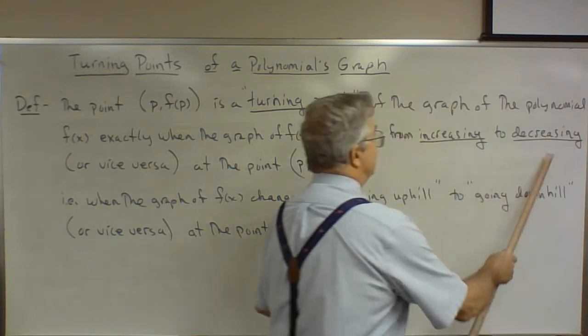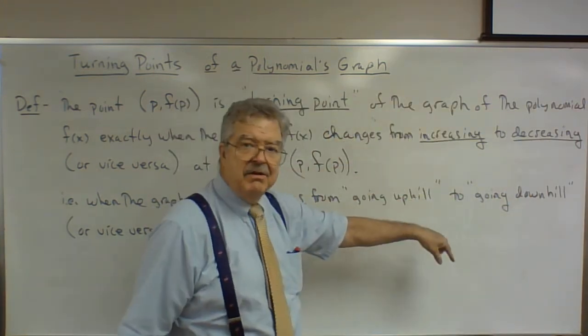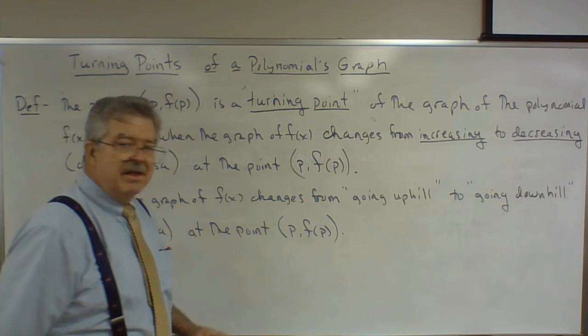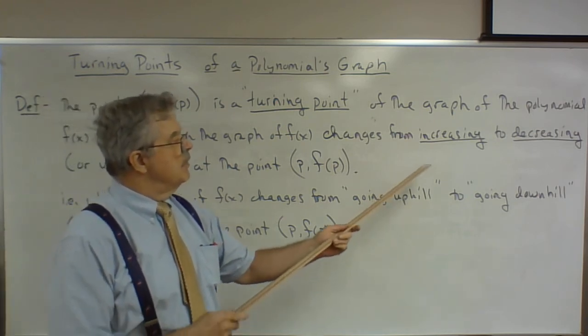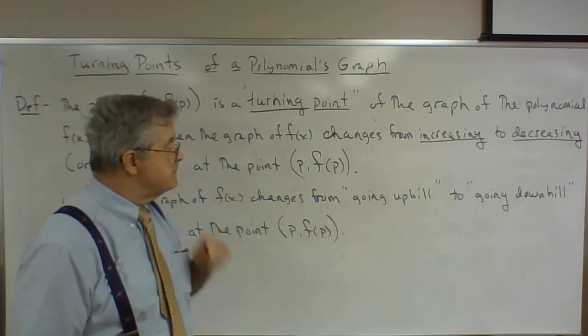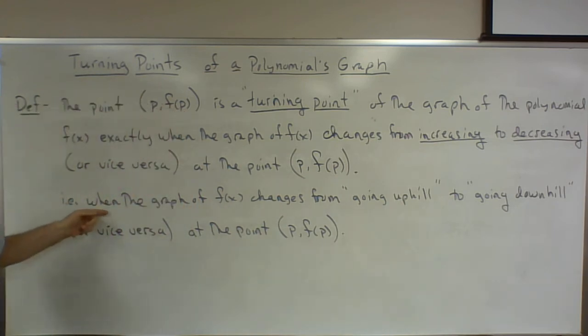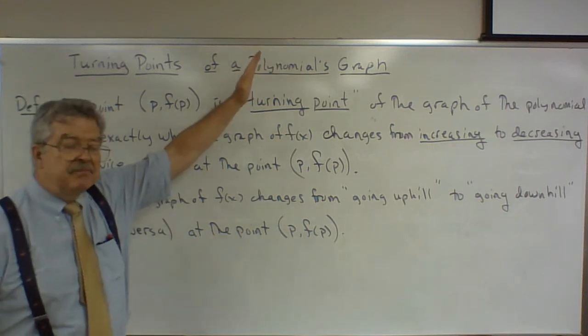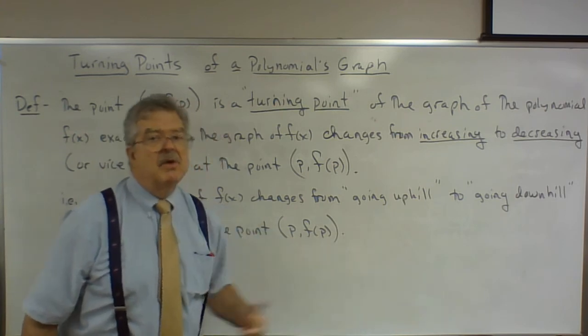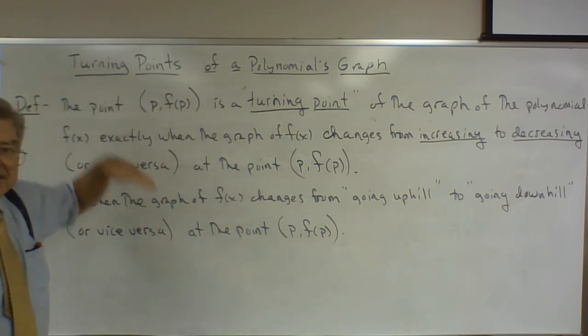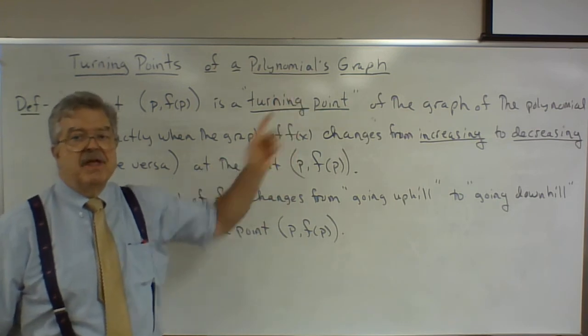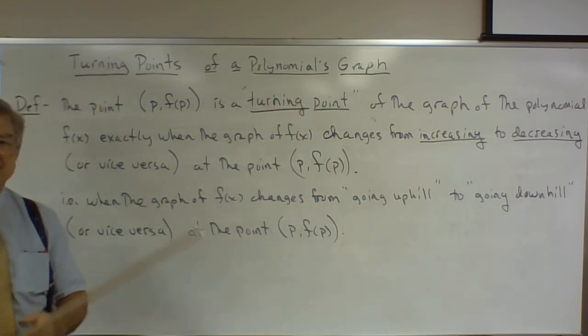Decreasing means that we go downhill from left to right. In this context, we're always going from left to right. So we can say that the point P, f of p is a turning point on the graph of a polynomial exactly when the graph of f of x changes from going uphill to going downhill, or vice versa, going downhill and then going uphill. That's a turning point, right where that change happens.